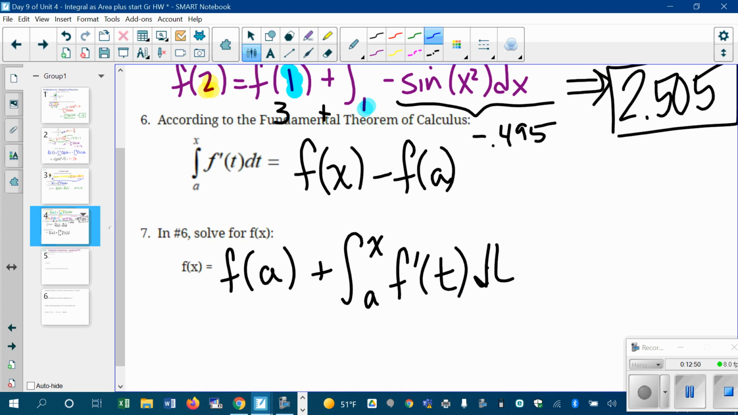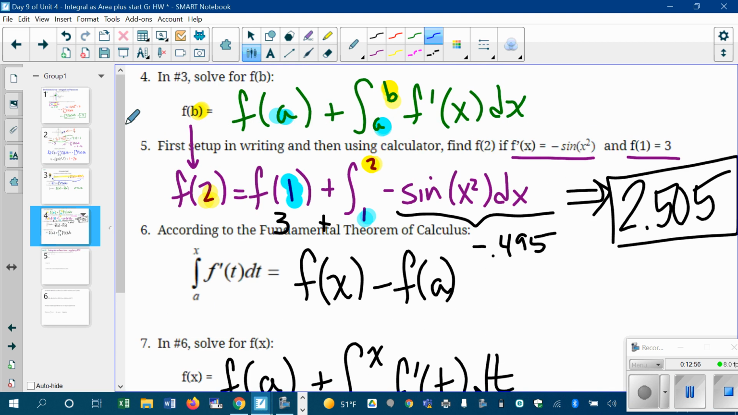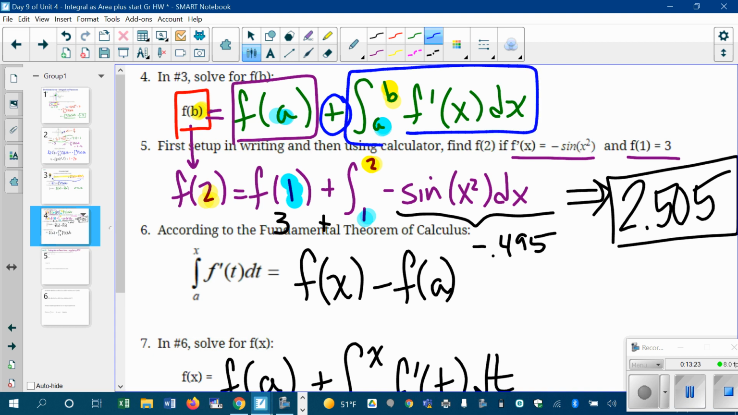Now let's explain why it's called the poetic version, okay? And I actually think this might be easiest to see with number 4 up above. So if I want to know where something is in the future, let's call B the future, I can take where I start from. Let's call A the start. So I want to know something in the future. That's going to be where I start from, plus the accumulated changes. So accumulated or sum of changes would be this integral, and change is what a derivative is. So I add up all the changes in between.